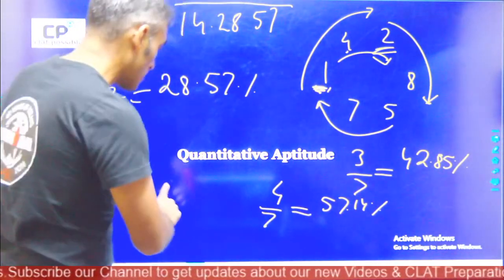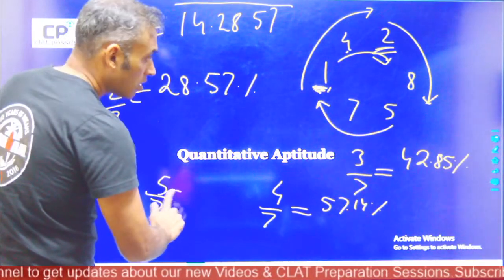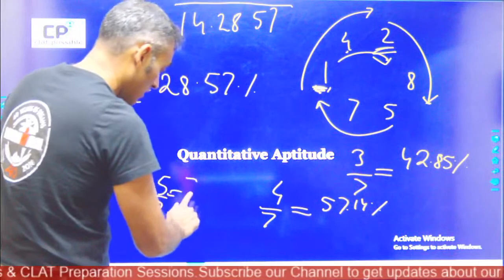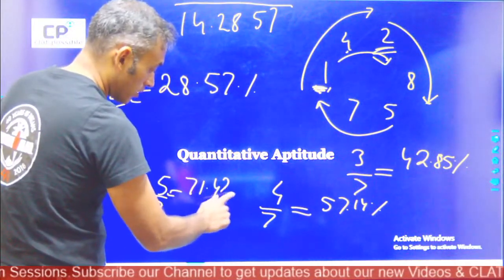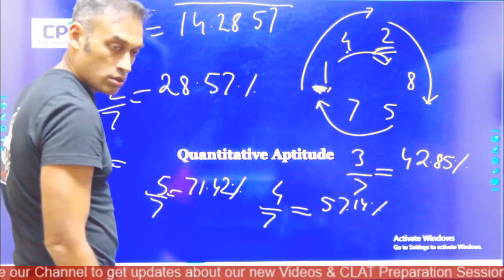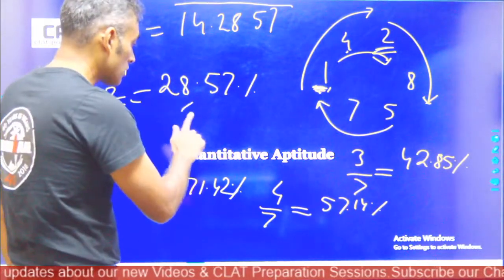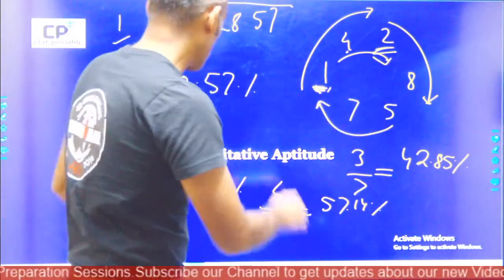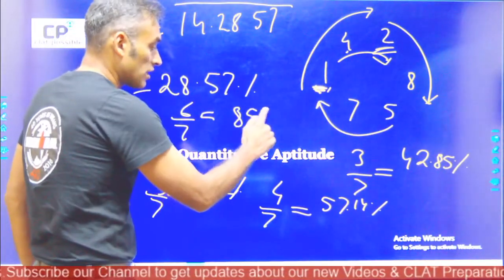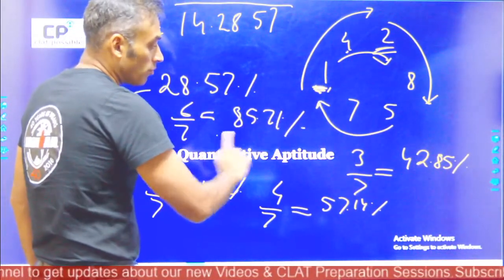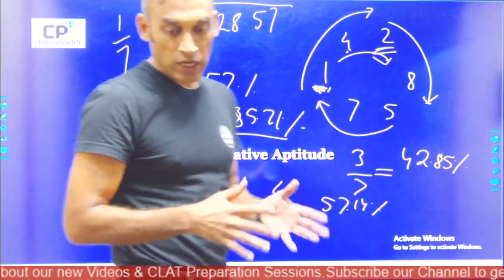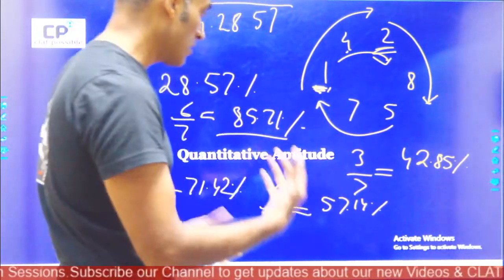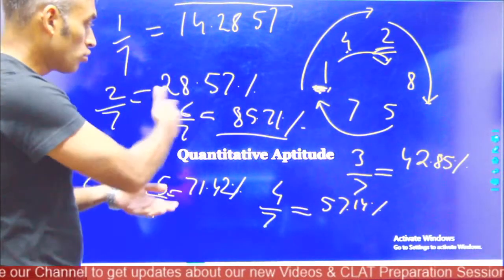After 4 by 7, the next is 5 by 7, and the number will become 71.42%. Similarly, for 6 by 7, the number will become 85.71%. So now from this, you know all the values pertaining to 1 by 7. So just practice it a couple of times and you'll be able to memorize these numbers.